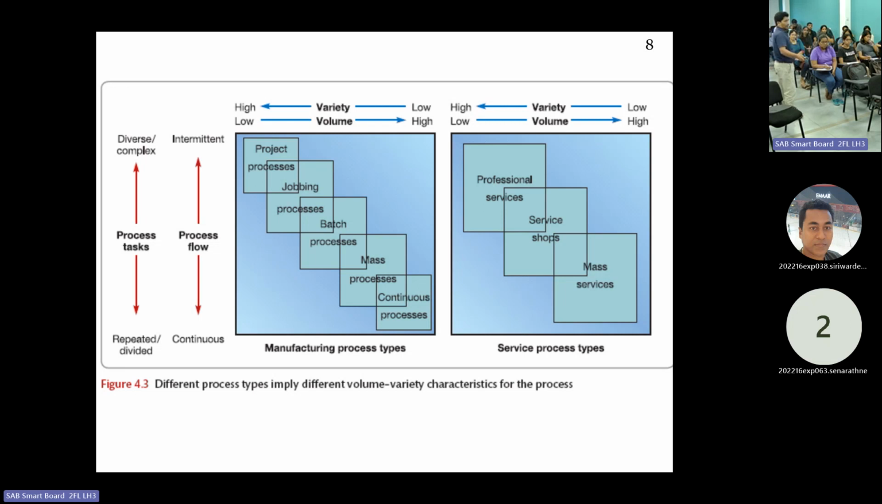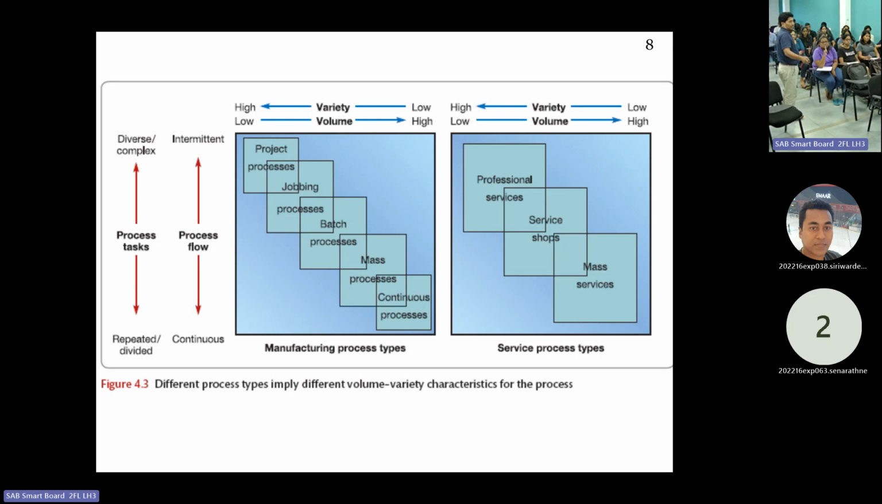quickly understand. How about jobbing? The next type of process, volume low to moderate, relatively low. And how about variety? Variety is still high, different outputs. And batch: volume is relatively higher than jobbing. Batch processors are capable of producing relatively higher volume than jobbing. In terms of variety, lower variety than jobbing. Understand it?